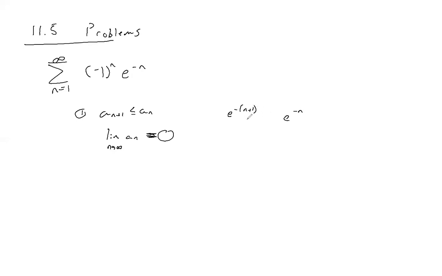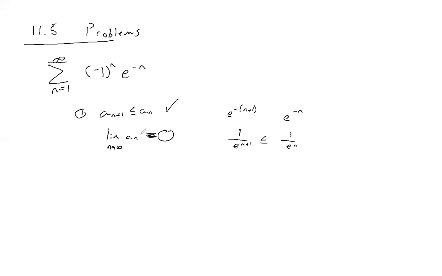Well, remember what this e to the negative n is. e to the negative n would be 1 over e to the n, and e to the negative (n plus 1) would be 1 over e to the n plus 1. Look at the denominators. I have e to a larger power over here, so I'm dividing by a larger number on the left side. So a_{n+1} is less than or equal to a_n. So that condition is satisfied.